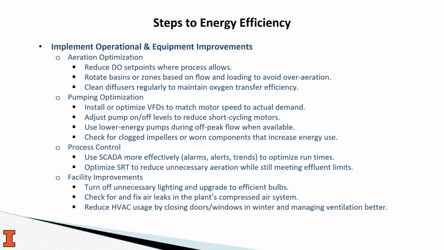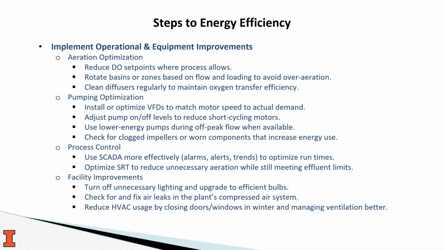After the audit's complete, the next step is to implement those O&M improvements. So what are some examples? For aeration, again, that's typically the largest energy consumer. It should be the utility's priority to optimize energy use there. What can you do? Small adjustments like reducing DO set points can have a major impact. Rotating aeration basins or zones based on flow and loading can also prevent over-aeration and optimize how aeration is done to reduce wasted energy. And simple things like cleaning diffusers regularly can help maintain oxygen transfer efficiency, which keeps blowers from running harder than necessary.